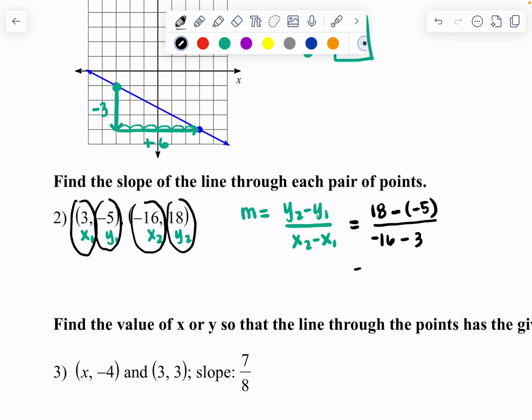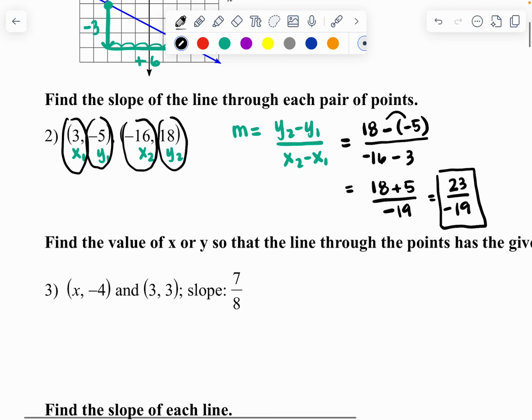Okay, here 2 negatives make a positive, so this is really 18 plus 5. And then negative 16 minus 3 is negative 19, and 18 plus 5 is 23 over negative 19. Please don't panic that this is a really, really gross fraction. Who cares, right? It is what it is. There's nothing you have to do with it, so you're all good.